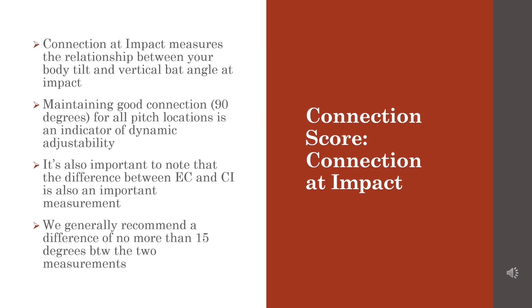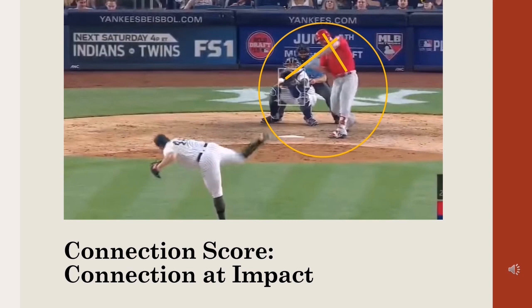Now let's look at a visual. Here's that picture on connection at impact. As you can see, it's at the other end when you're making contact with the ball. Once again, it's the angle between the spine and the angle of the bat as it's making contact. As we mentioned, Blast recommends about a 90-degree angle.